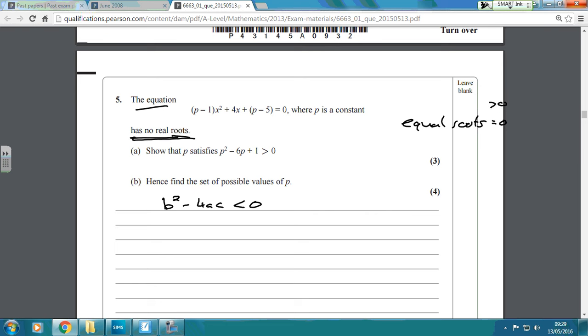But here it says it's got no real roots, so we say that our discriminant, b squared minus 4ac, is less than 0. So this thing here is a, 4 is b, and this thing here, including the sign, equals c.